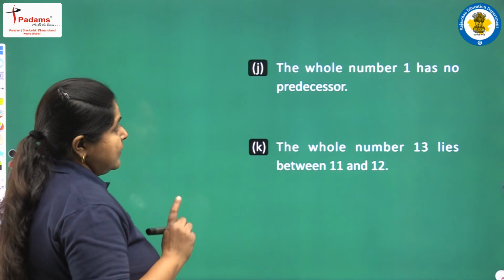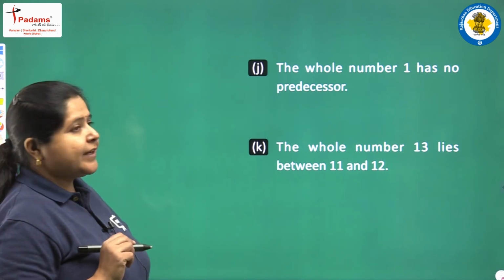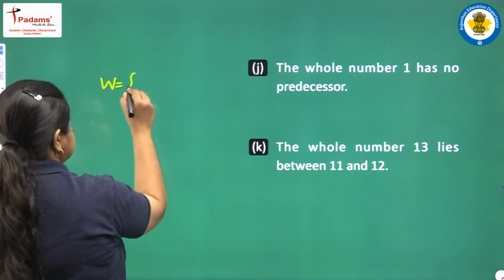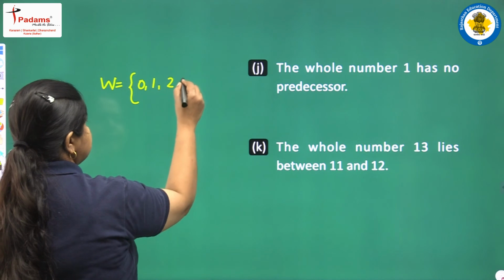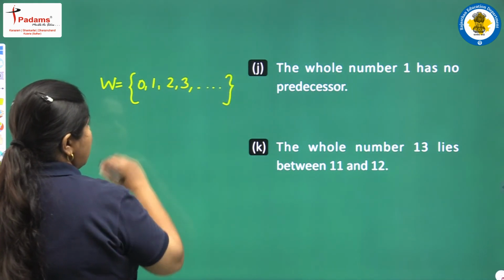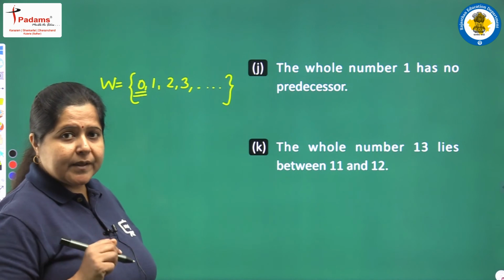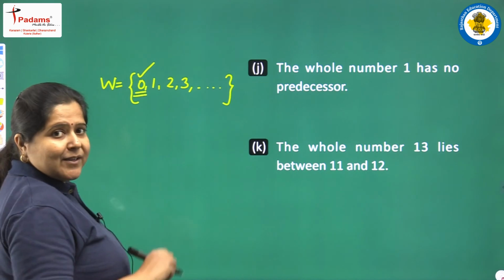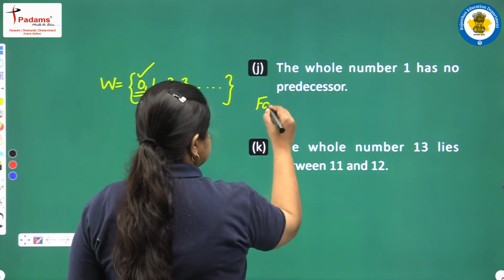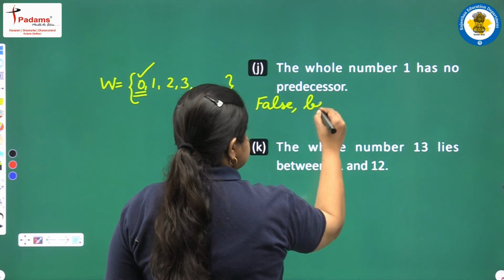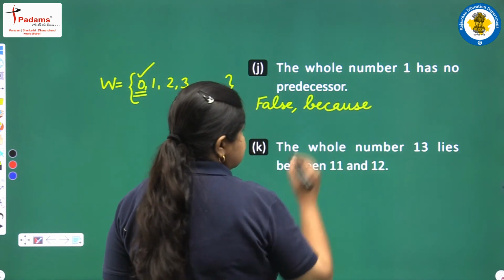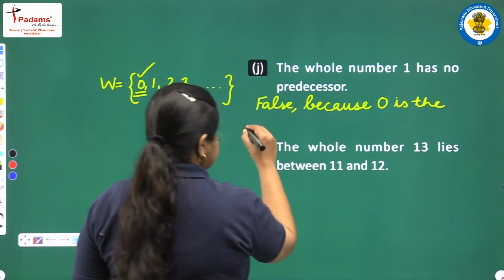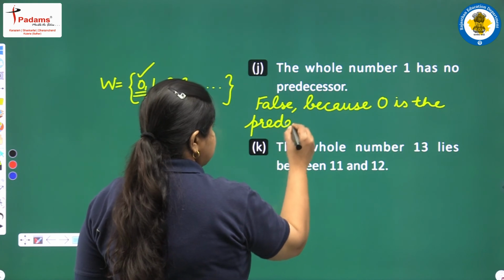Next we have, the whole number 1 has no predecessor. Is it true? Let us write the set of whole numbers. We just now discussed it. Now we have 0 also in the set of whole numbers. So the whole number 1 has a predecessor 0 here. So it is a false statement. Because 0 is the predecessor of 1.